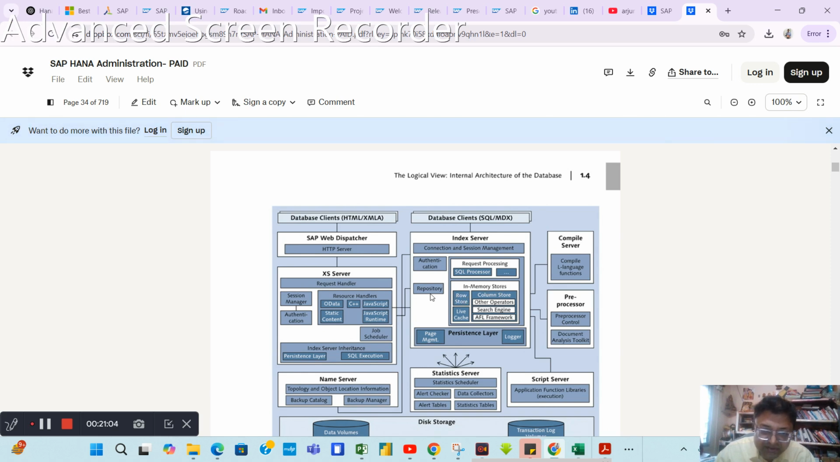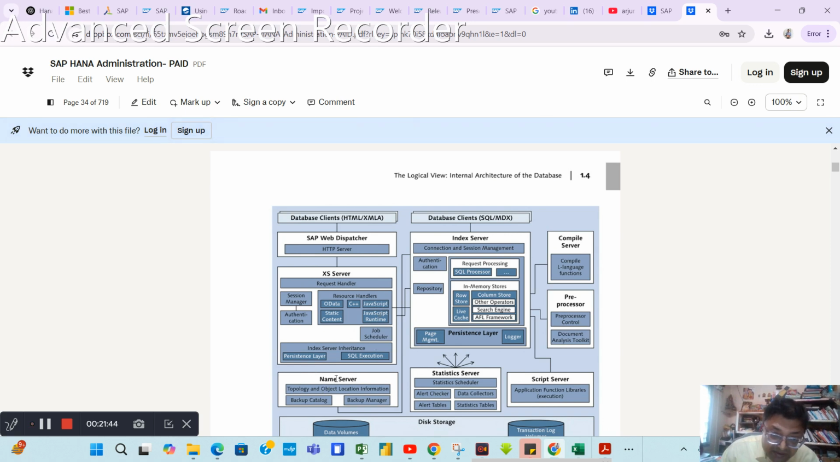The repository of the index server is also used in parallel by the repository of the access server, where access is for the development part. So it has the session manager and authentication, same as this. Here: session, authentication, resource handlers, OData, C++, JavaScript, static components. Because these requests coming from HTML or HTML5 are development oriented, it has to have the OData, C++ engine, and JavaScript engine. That's why you can read from the website where it is coming.